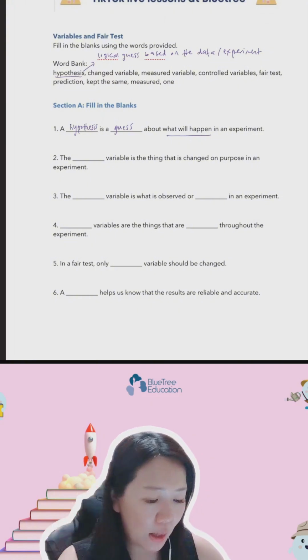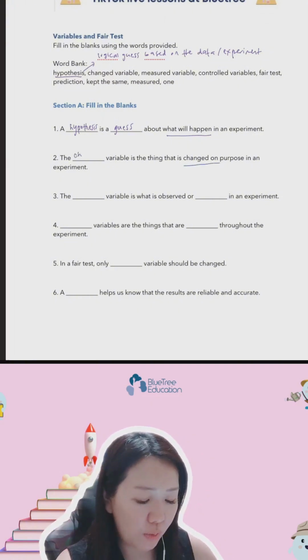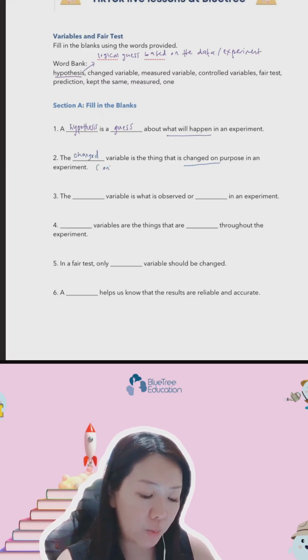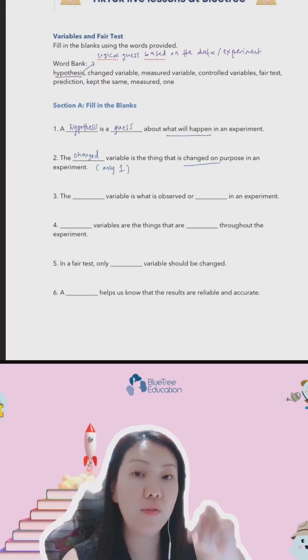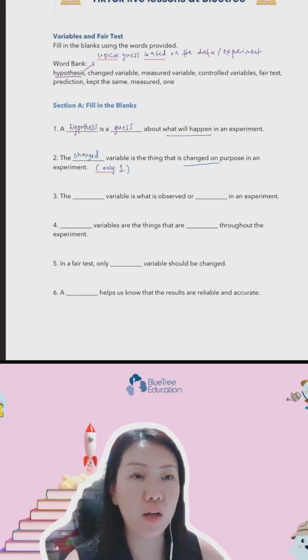All right, the next one: what variable is the one that's changed? This one is very straightforward, the change variable. And we all know that in any experiment, we will only have one change variable.